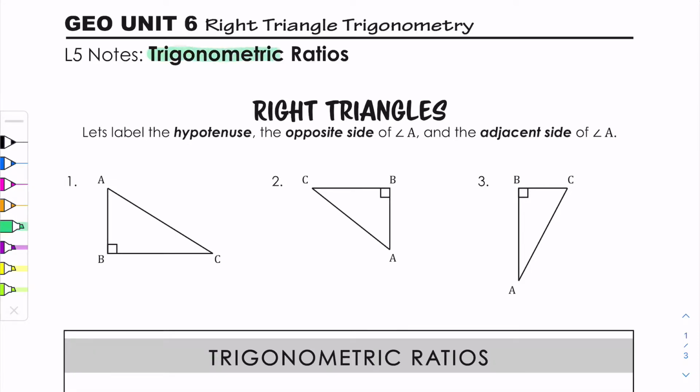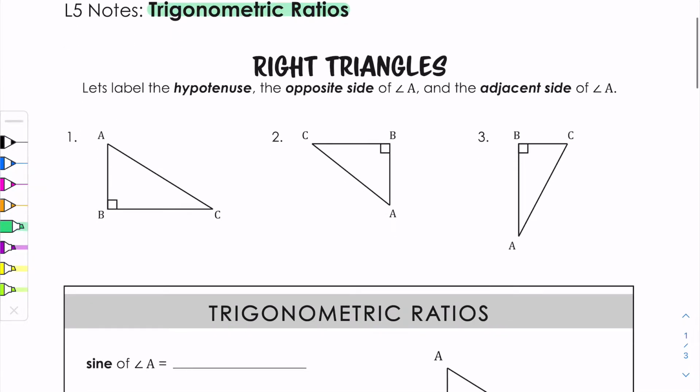Trigonometric ratios. Before we start, let's take a moment and go over the warm-up, number 1, 2, and 3. The directions tell us to label the hypotenuse, the opposite side, and the adjacent side, all of angle A. So focusing on angle A, label the 3 parts.